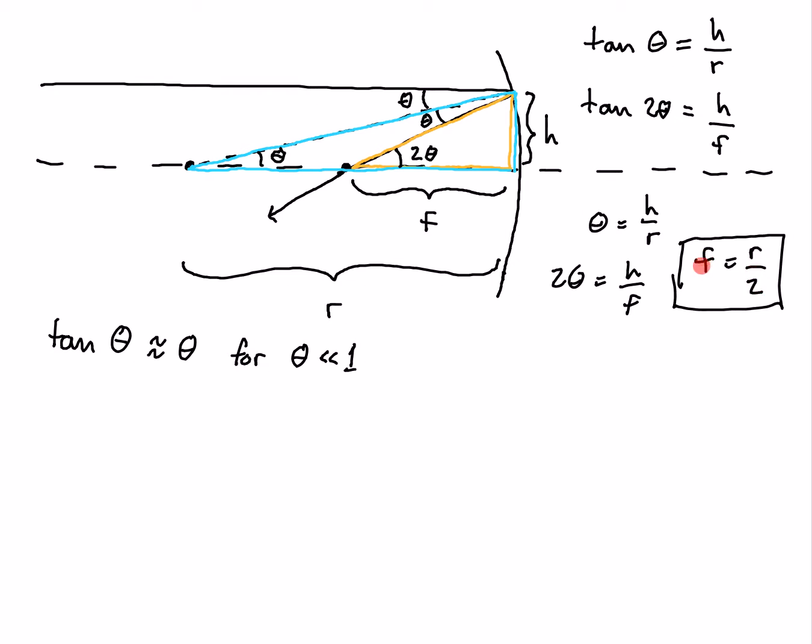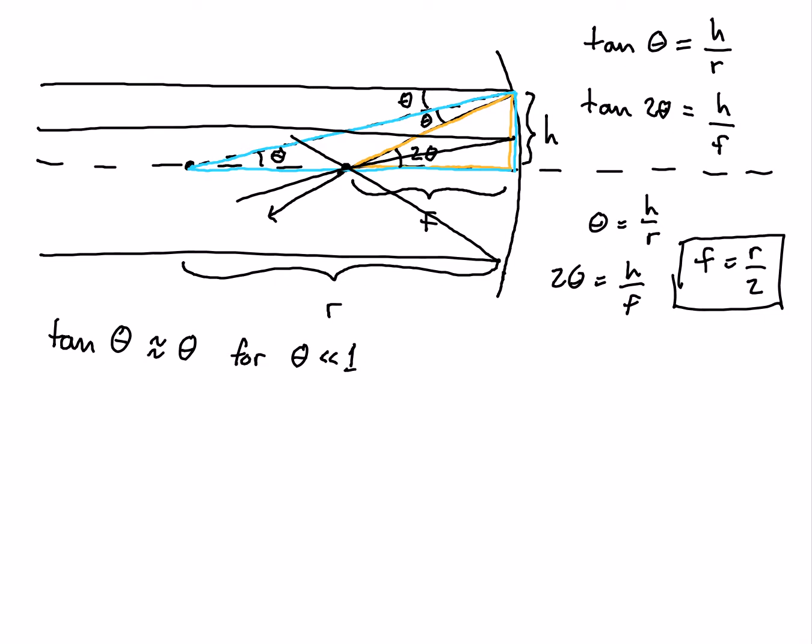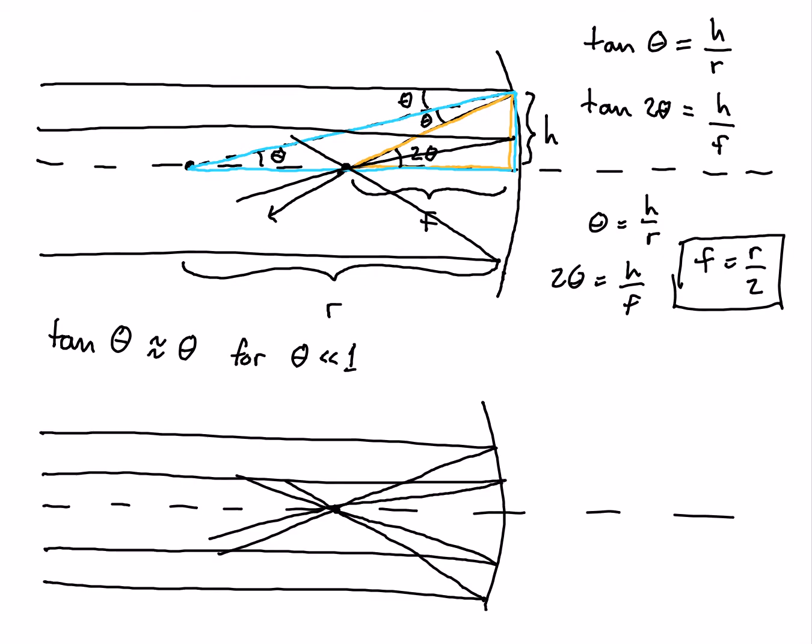Now, note that h totally disappeared. And this is important because it means regardless of h, any incoming parallel ray will come to the same focus. So a parallel ray here will come to that focus at radius over 2. Parallel ray here will come to that focus at radius over 2. And so on. This decluttered drawing might help with visualization. The point is that incoming parallel rays will all converge at the same focus.